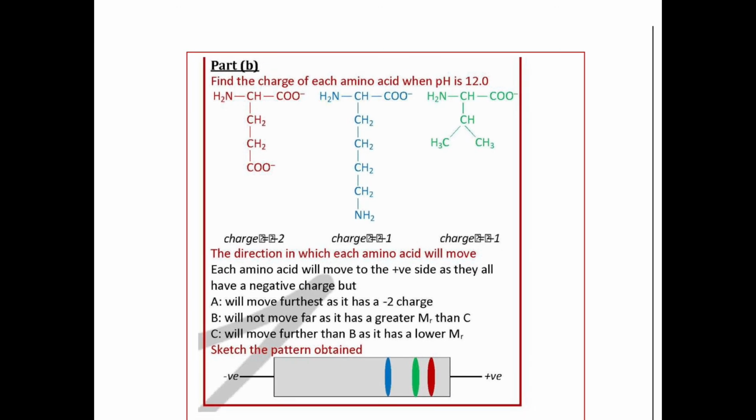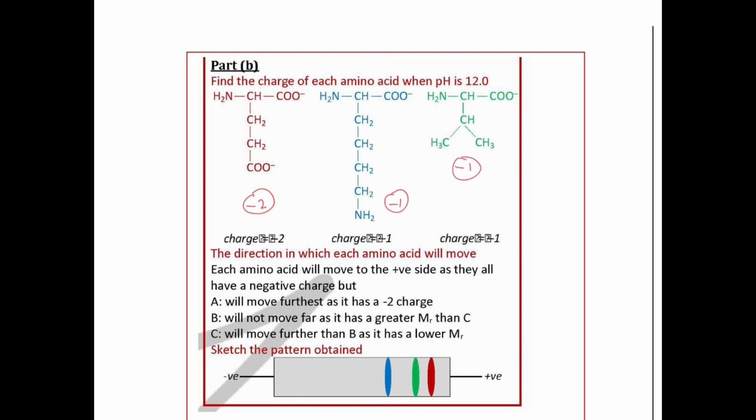Okay, so this is the outcome straight away. You can see COO minus remains here and here, but the NH3 positive becomes NH2 and it becomes neutral already. So when you count the charge, we have -1 for this, and then -1 for this. So altogether, -2. Okay, the middle one, neutral, -1, neutral. So the overall charge is -1. This one, neutral. This is -1. So this is -1.